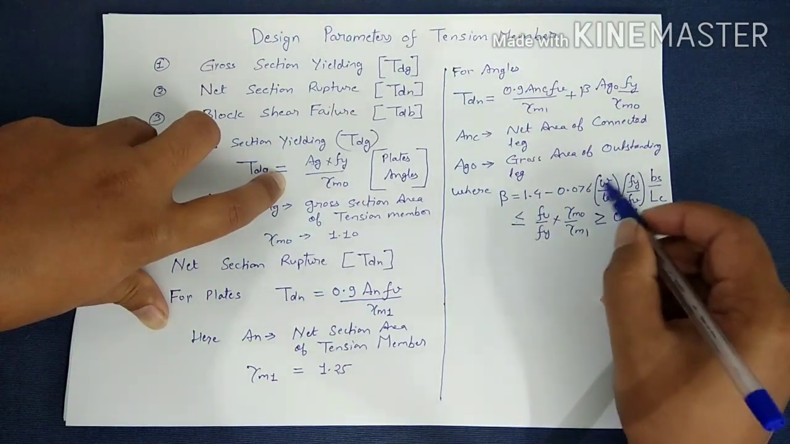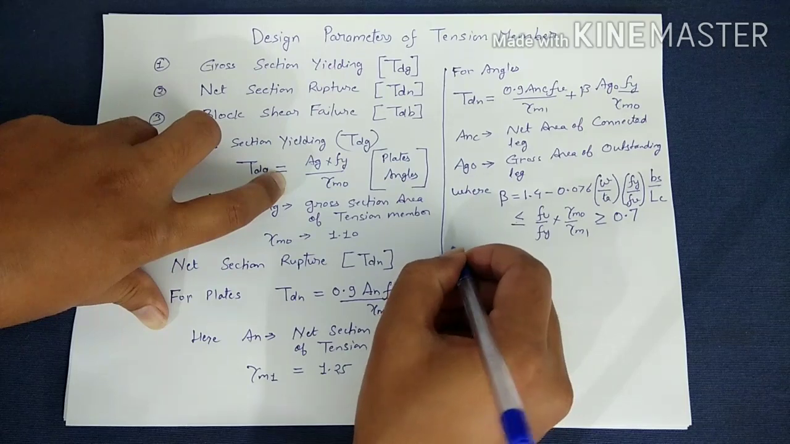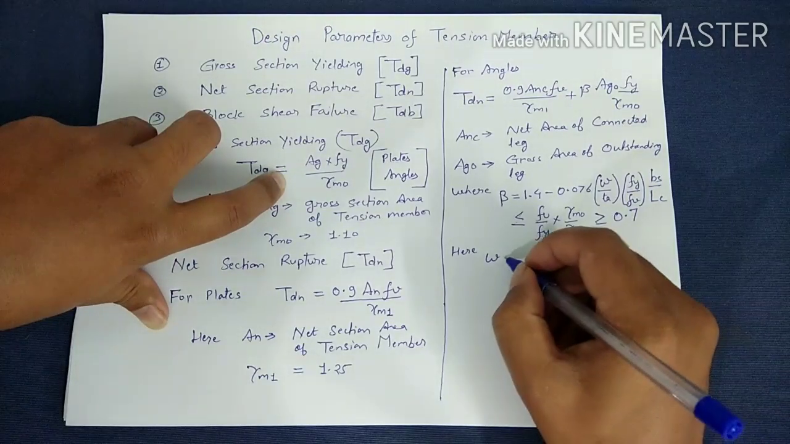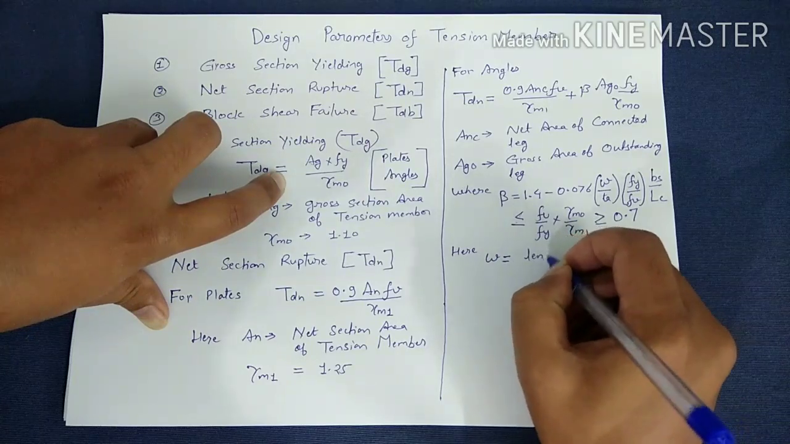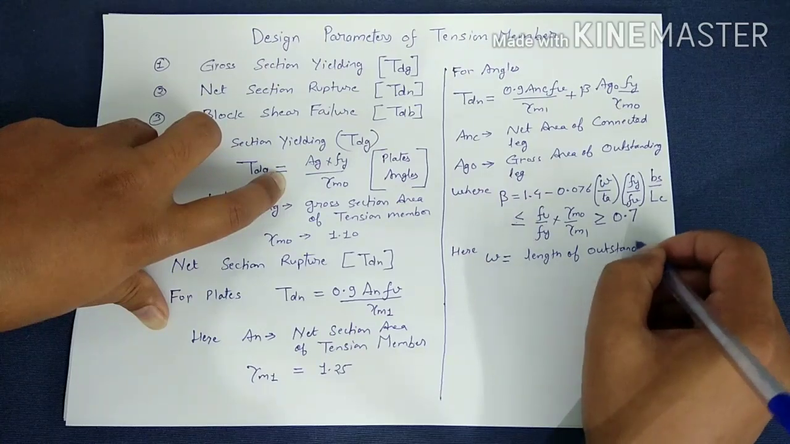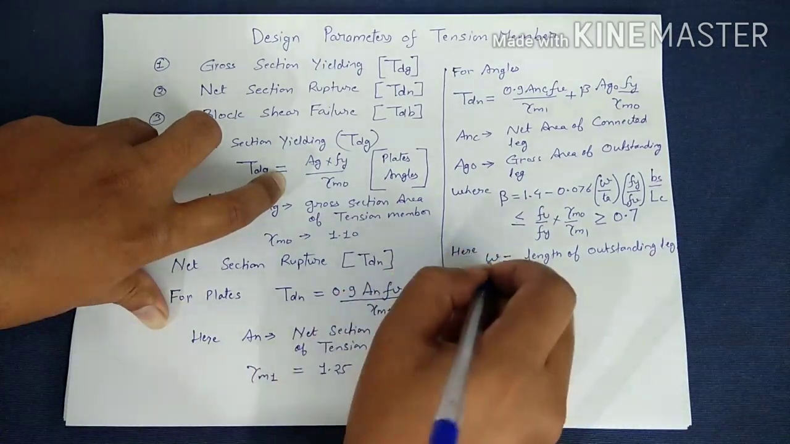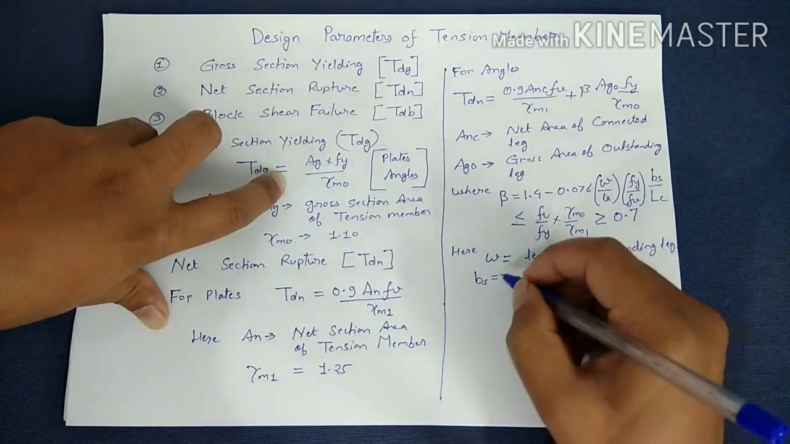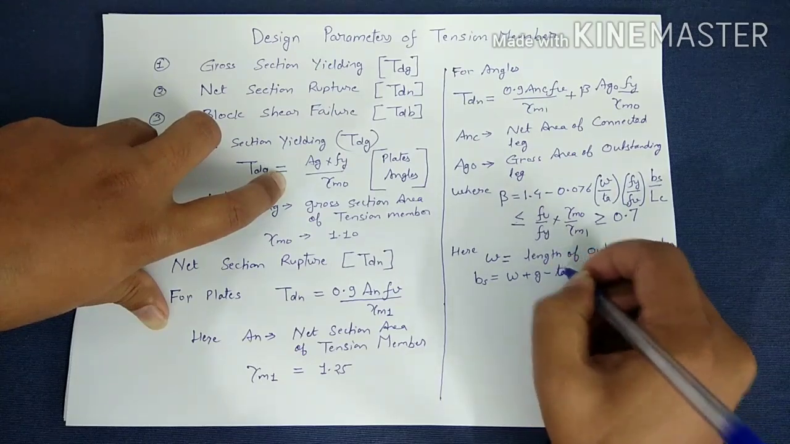Now we will understand the nomenclature of this. Here, small w equals the length of the outstanding leg. Bs equals W plus G minus TA.